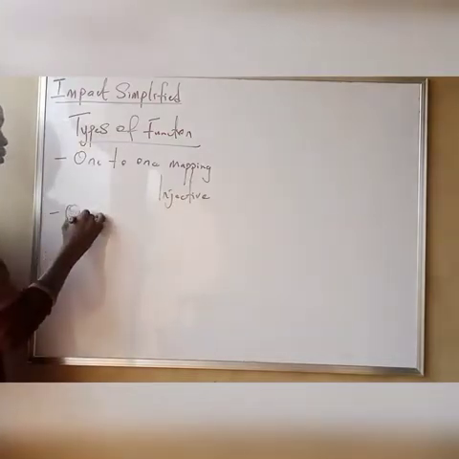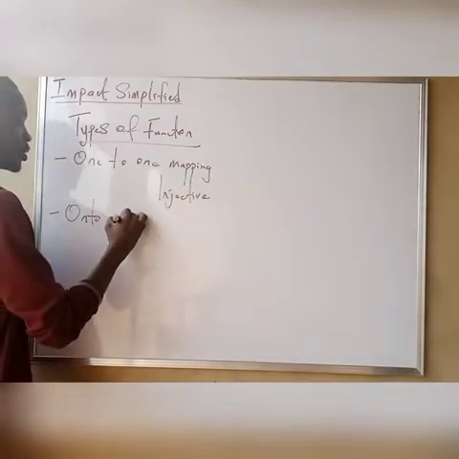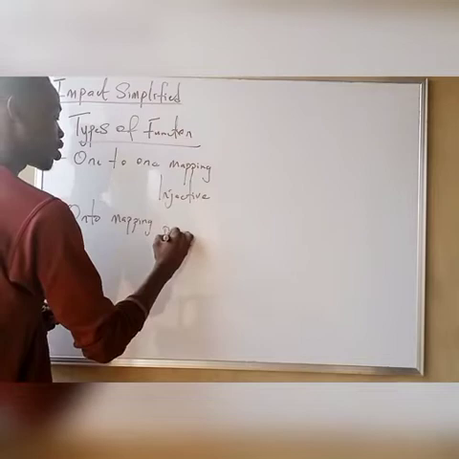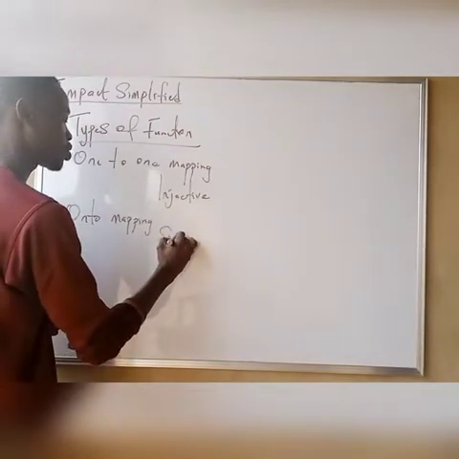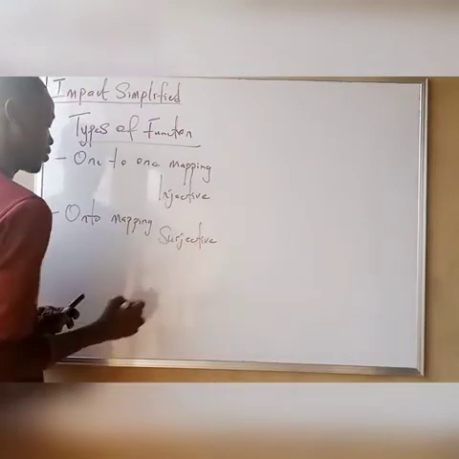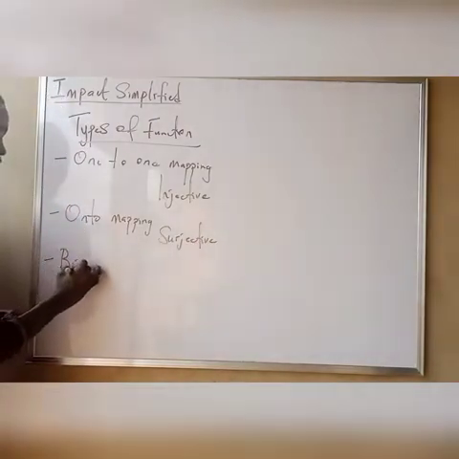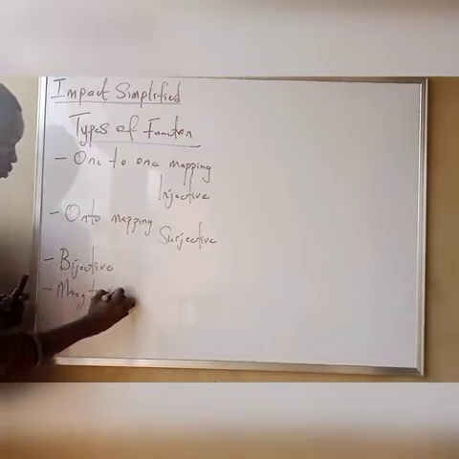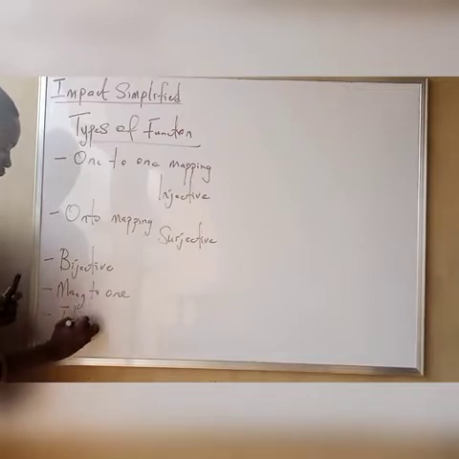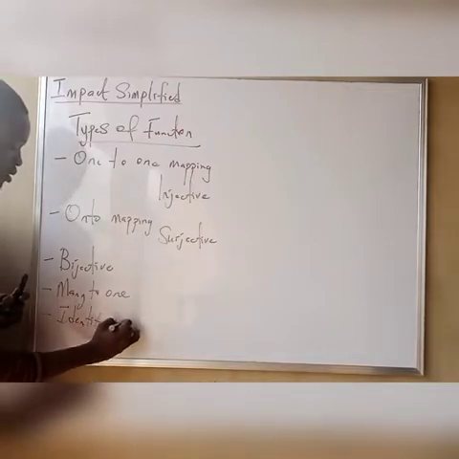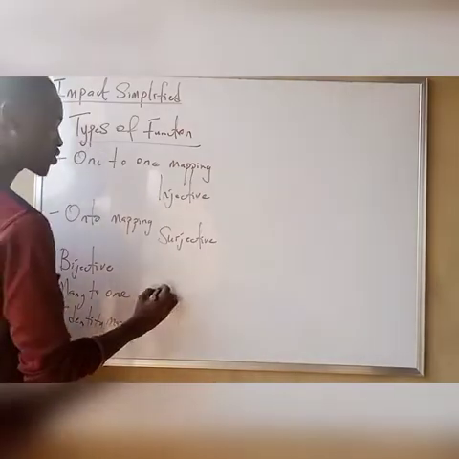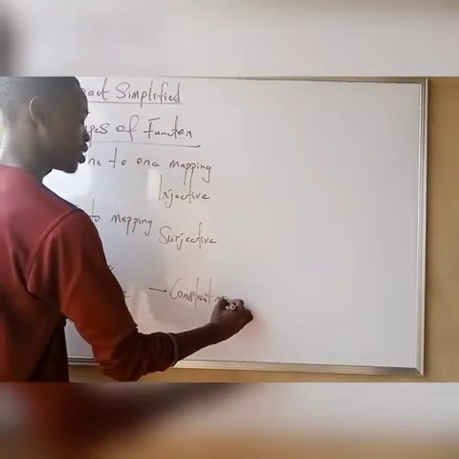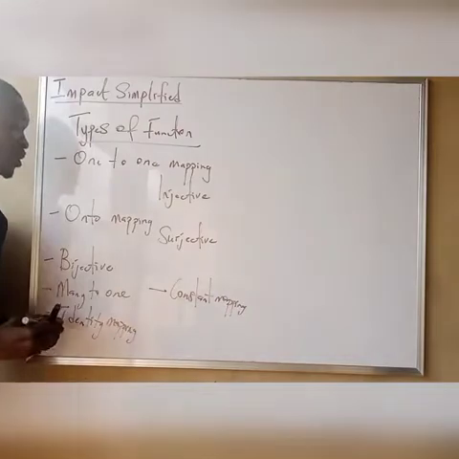We have something we term the onto mapping. And when we are talking of the onto mapping, we are talking of what? Of the surjective. The onto mapping means surjective. And also we have what we term as the bijective. We have what we term as the many to one. We have something we term as the identity mapping. We have something we term the constant mapping. So these are the types of mapping we want to look at.